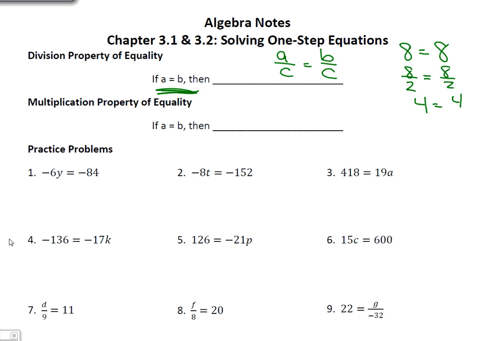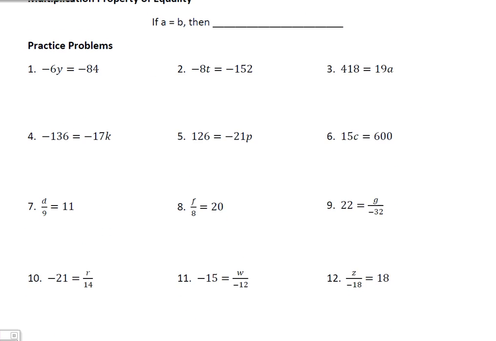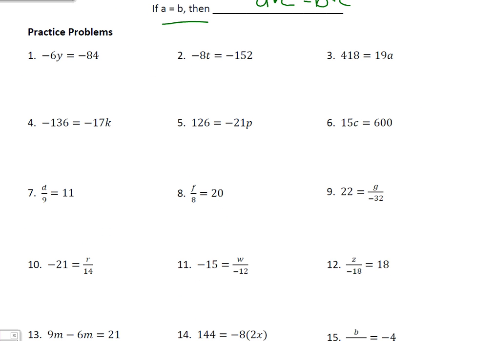And it's the same thing for the multiplication property too. If A equals B, then I know that A times C is going to equal B times C, similar to the process over here. Okay, so let's do some practice problems. Alright, let's start with problem number 1.